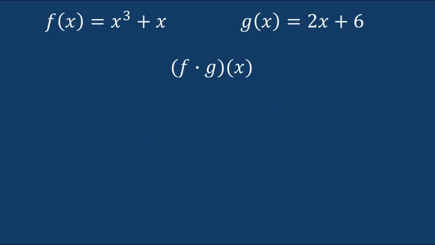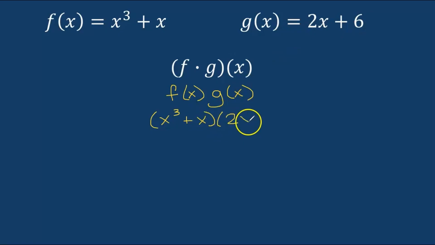Now the product is going to take a little bit of extra work. We need to think about the product as two binomials multiplying each other. Remember, this is going to be f of x times g of x. So we can put the first function in parentheses, x cubed plus x, and the second function in parentheses, 2x plus 6. Each of these has to multiply in both terms.